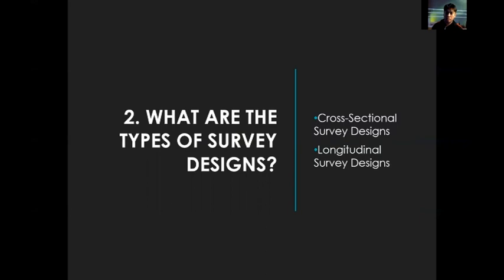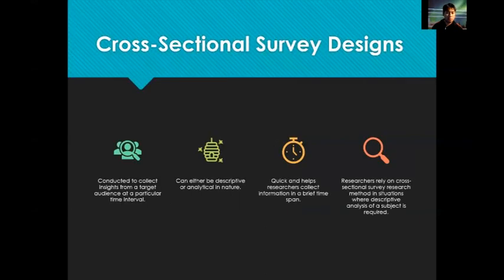So what are the differences between these two? Cross-sectional survey design is conducted to collect insights from a target audience at a particular time interval. And it can either be descriptive or analytical in nature. It's quick and helps researchers collect information in a brief time span. The researchers rely on cross-sectional survey research methods in situations where descriptive analysis of a subject is required. So this is a cross-sectional survey design.